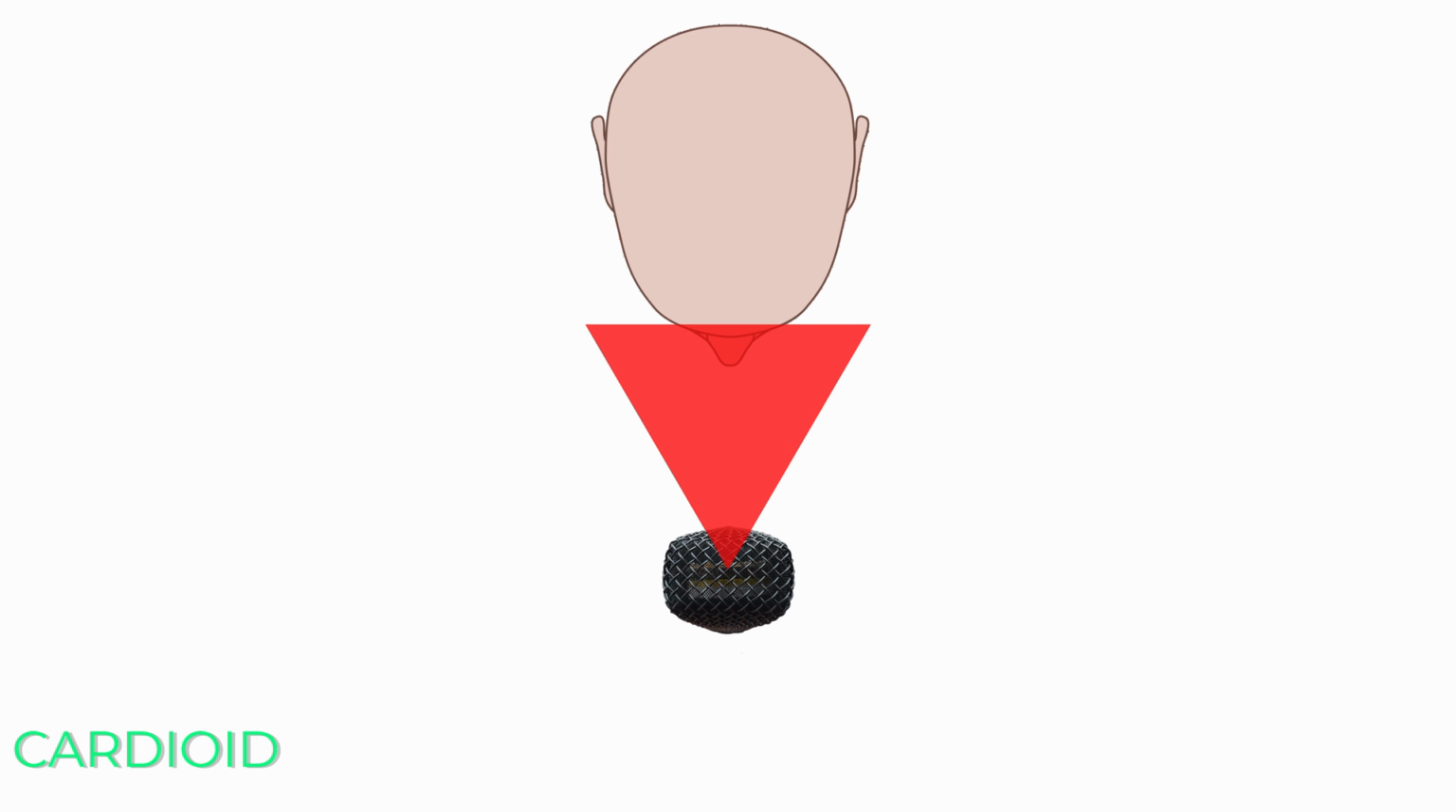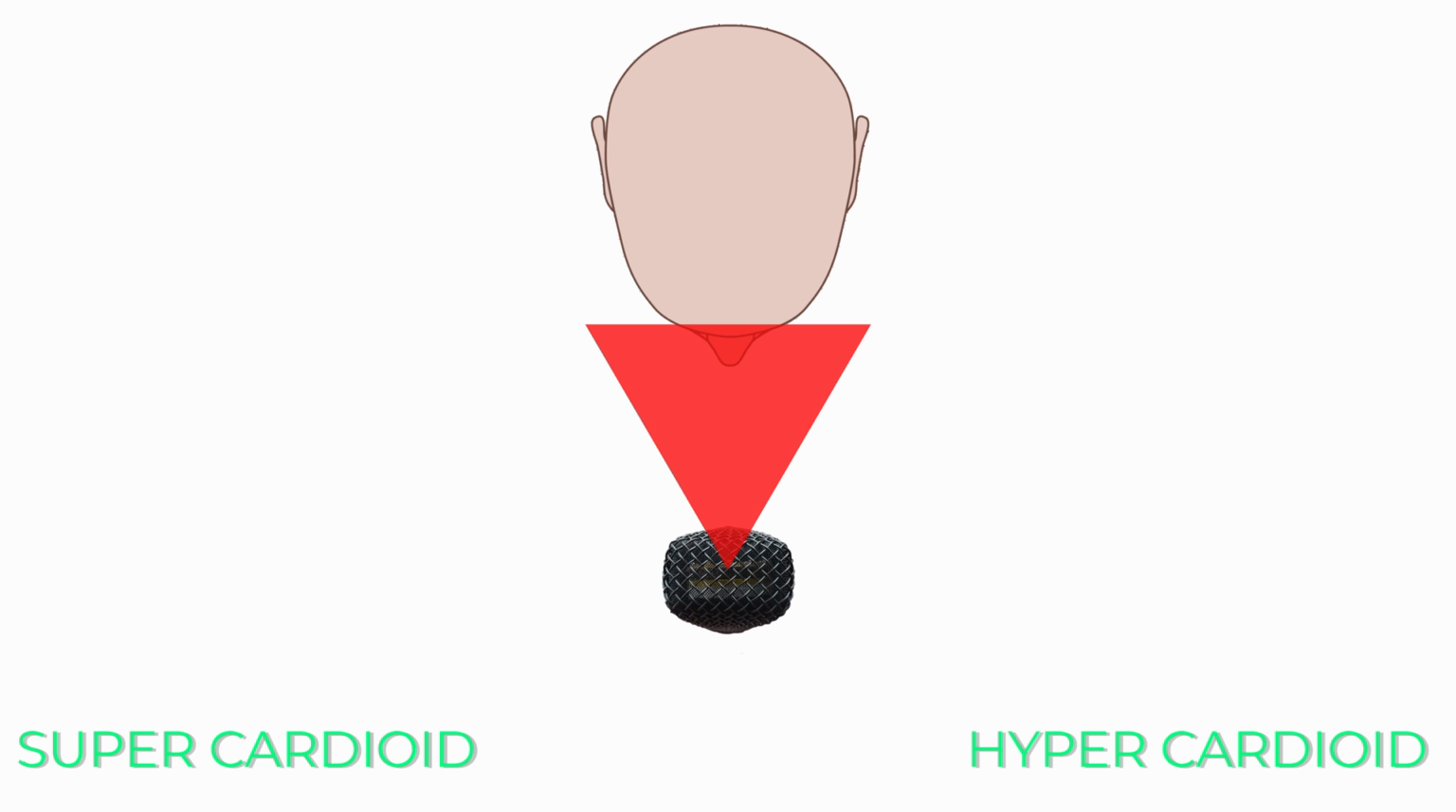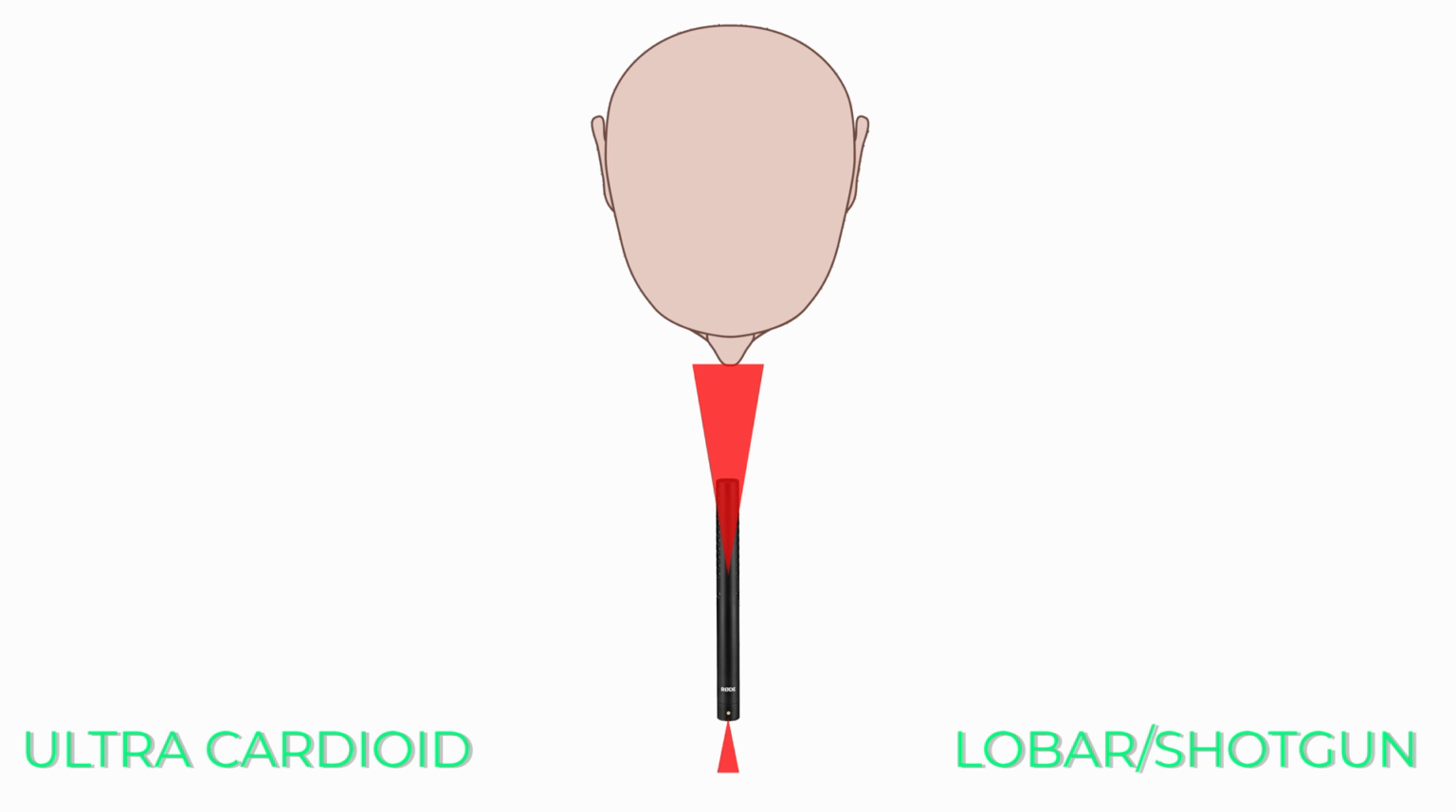Much like the cardioid polar pattern, the supercardioid and hypercardioid polar patterns pick up sounds from in front of the microphone, but reject audio coming from the back. The difference is the radius of audio picked up in the front of the microphone becomes tighter and tighter, with hypercardioid being the tightest of the two. The lobar or shotgun polar pattern is the tightest pattern of all of them.